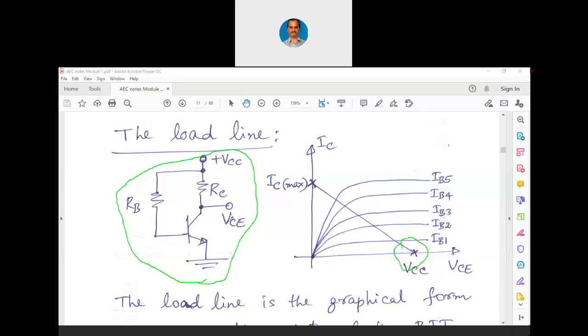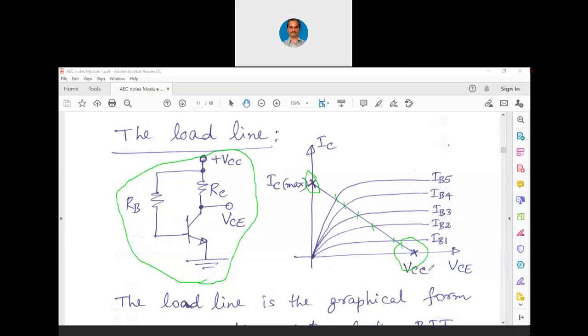Similarly, if the transistor is completely on, then the voltage across the transistor is 0 and the current is maximum. So this IC max corresponds to saturation and this VCC corresponds to cutoff. In between, we have this active region. For a given IB1, you have this Q point here. For IB2, Q point here. For IB3, Q point here. For IB4, Q point here. For IB5, Q point here. Q point is nothing but the quiescent point, where the transistor is quiet and it is sensitive.